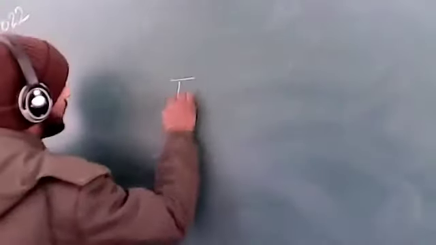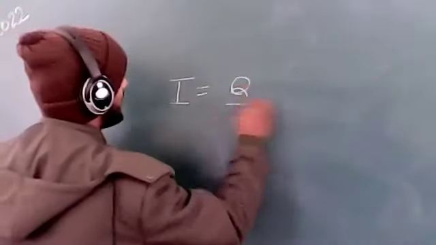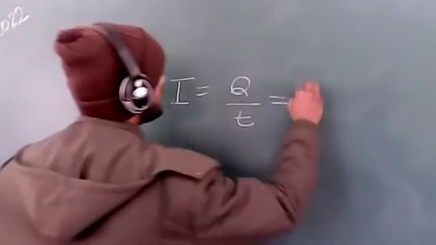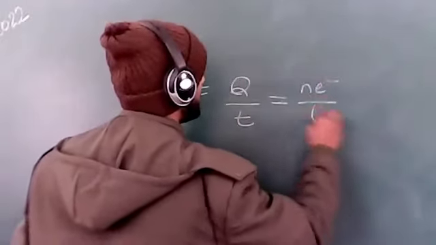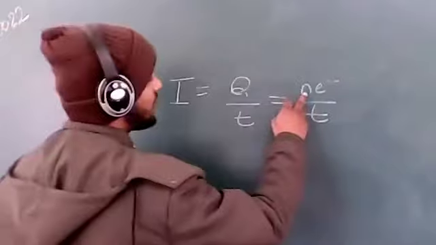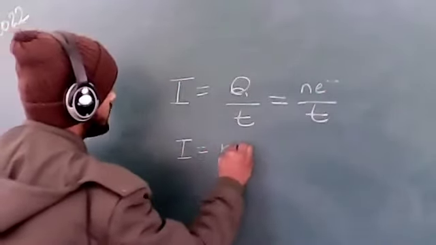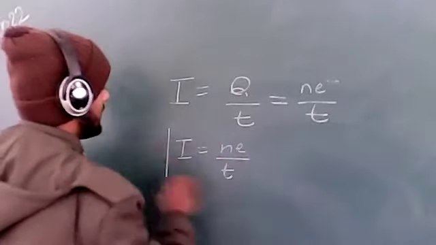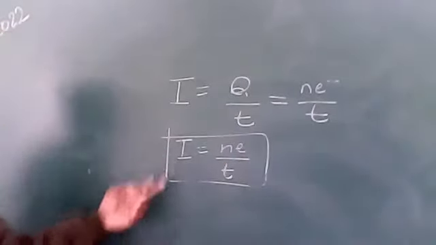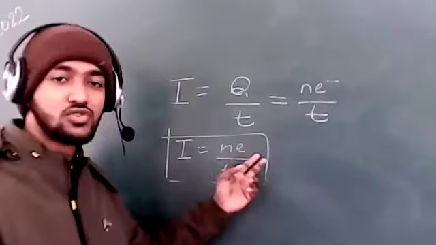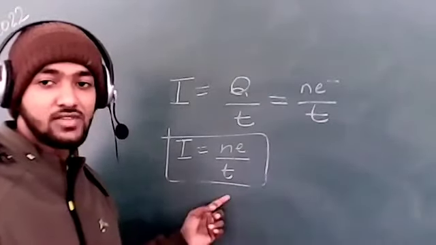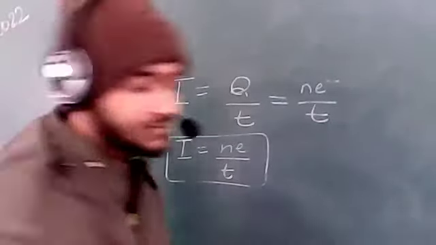Now here we know I equals Q by T, and we have just discussed Q equals NE, because Q equals the number of electrons into the charge on one electron. Now the expression becomes I equals NE upon T. Now this parameter I is for current, N is for number of electrons, E is the charge on one electron, and T is time in seconds.